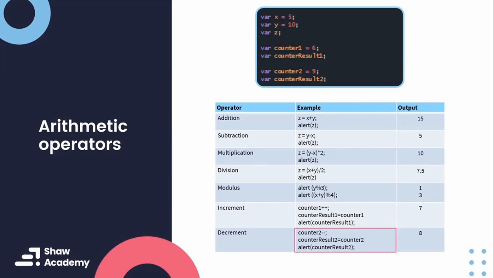Likewise, with decrement, it's exactly the same thing. We've got a variable counter 2, which we are decrementing. We've assigned that variable to counter result 2, and then we've alerted the result, which gives us 8. And this makes sense, once again, because counter 2 is initially equal to 9, but once we decrement it, or subtract 1 unit of value, we get 8.